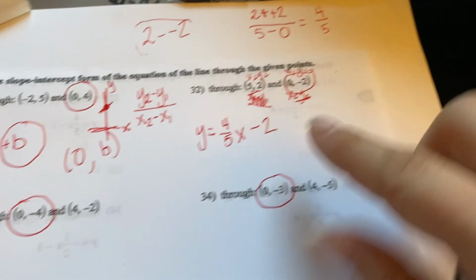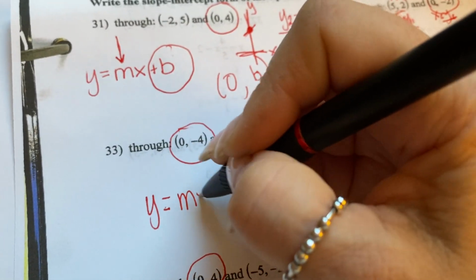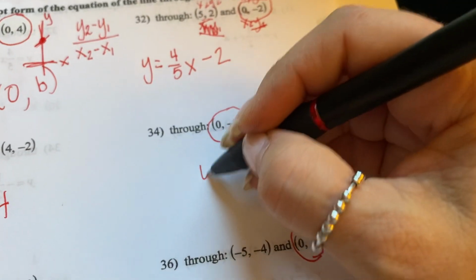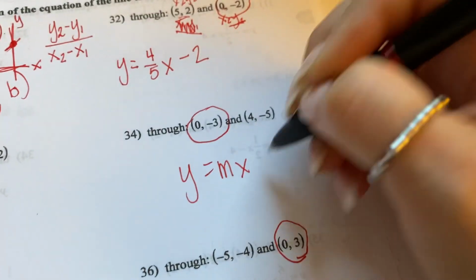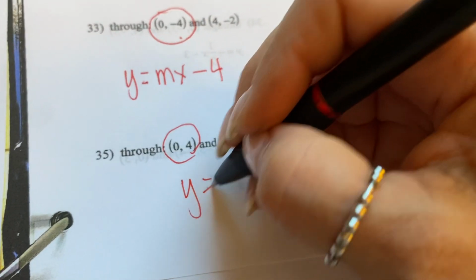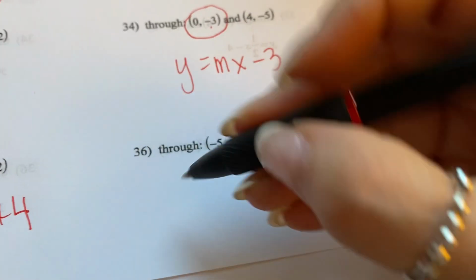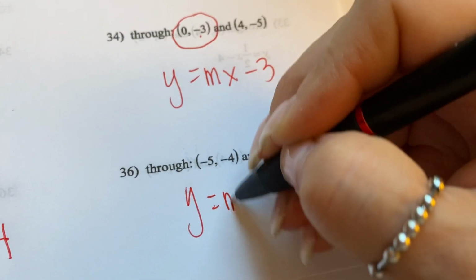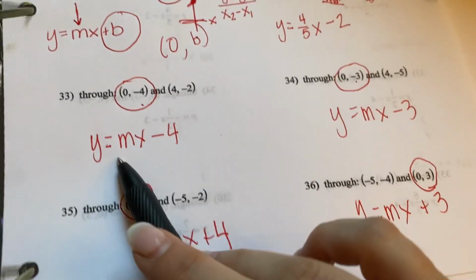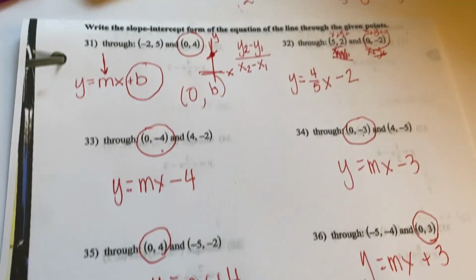So right now, I can come here and I could go y equals mx minus 4. I could come here and go y equals mx minus 3. I can come here and go y equals mx plus 4. And I could come here and go y equals mx plus 3. And now all you have to do is find the slope. So that's how I made these problems for you guys.